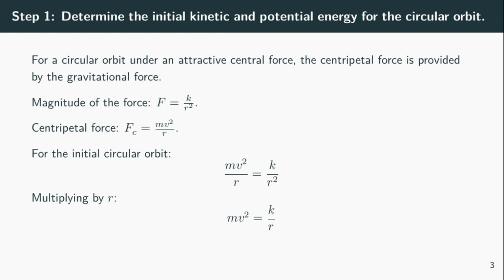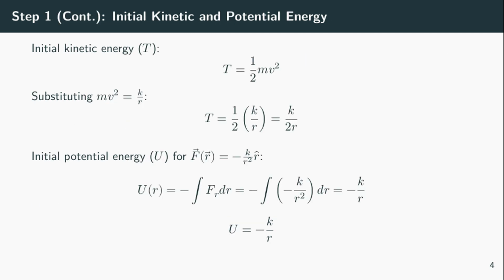So mv squared over r equals k over r squared. If we multiply both sides by r, we get mv squared equals k over r. This is a key relationship for a circular orbit under this force. Continuing with step 1, let's get the initial kinetic and potential energy explicitly. The initial kinetic energy T is simply 1/2 mv squared. Since we just found that mv squared equals k over r, for the circular orbit, we can substitute that in. So T equals 1/2 times k over r, which simplifies nicely to k over 2r.